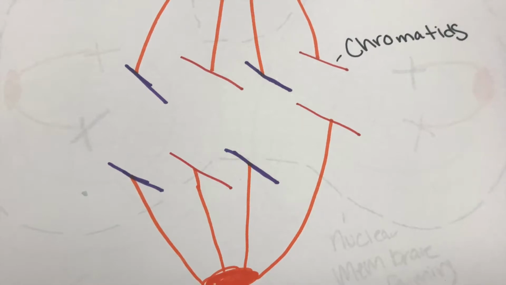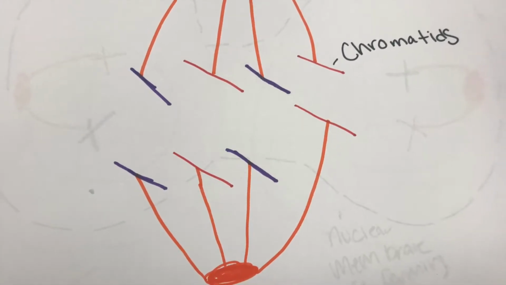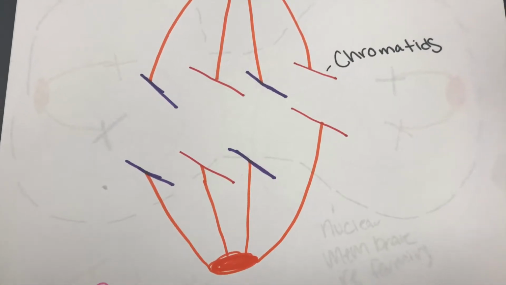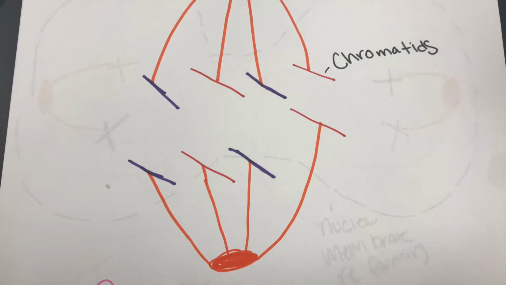Anaphase is the third step of the mitotic phase. In this phase, chromosomes are split and move to opposite ends of the chromatids, and they also move to the opposite ends of the cell.